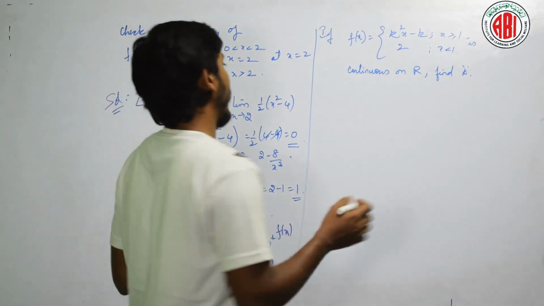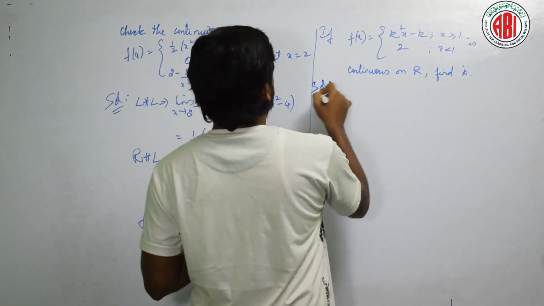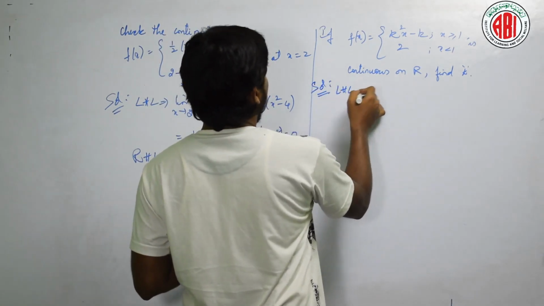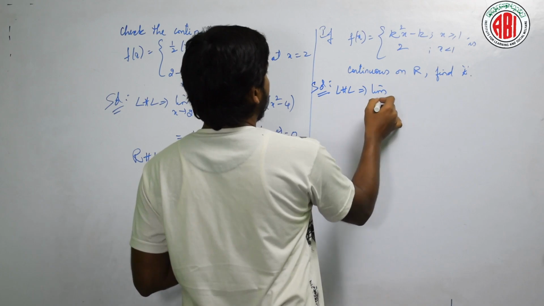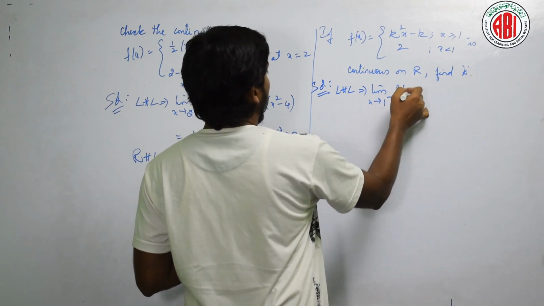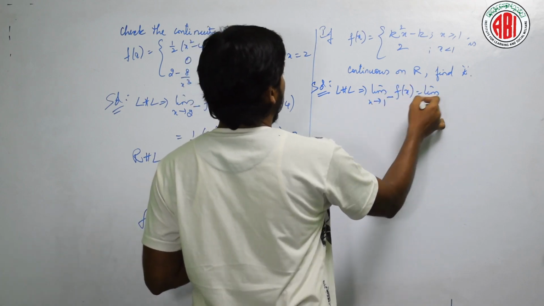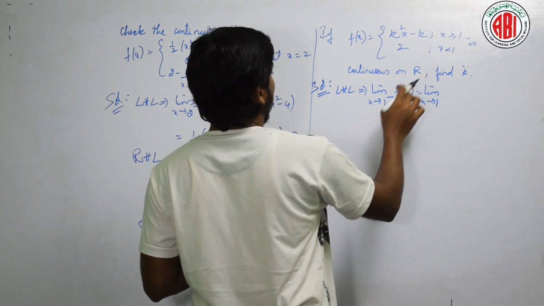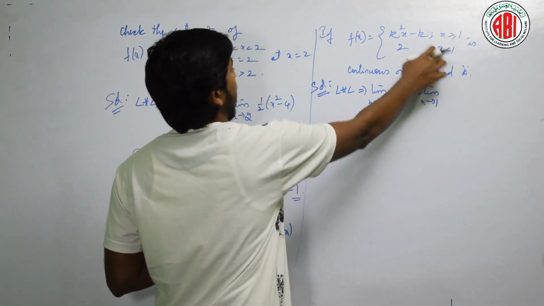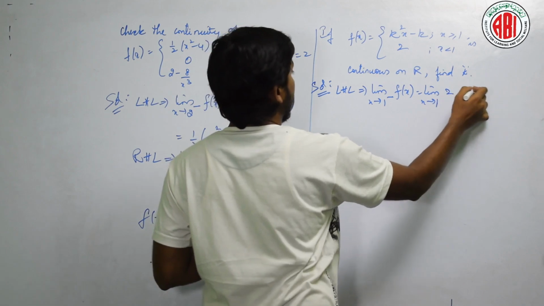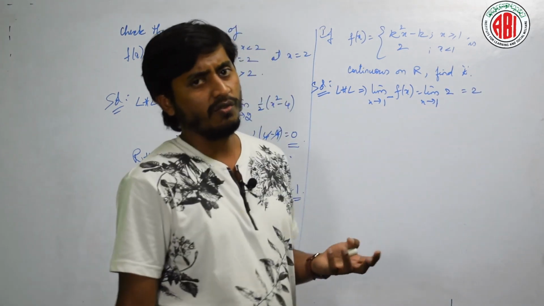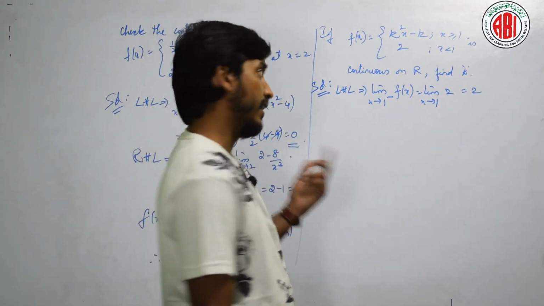What do we have to do first? That is the LHL, limit x tends to 1 negative f of x. What is f of x for 1 negative? That is x less than 1, that is 2. The answer is 2, since there is no variable to substitute.